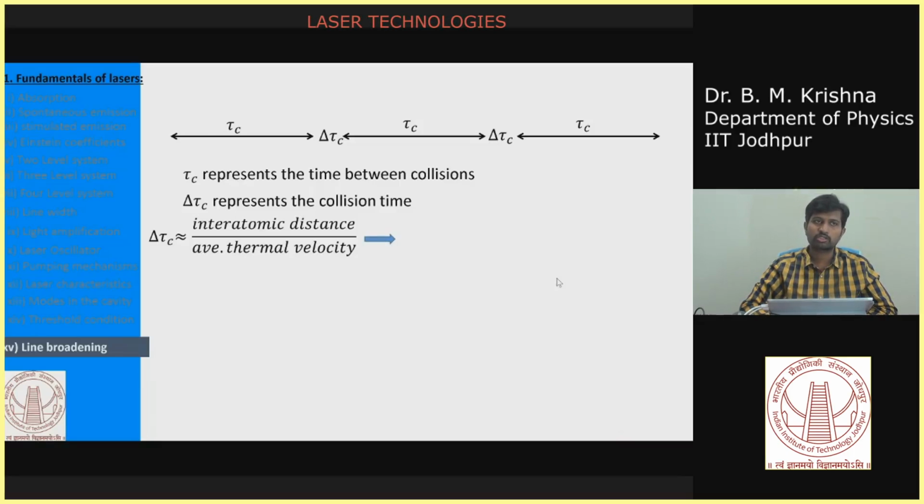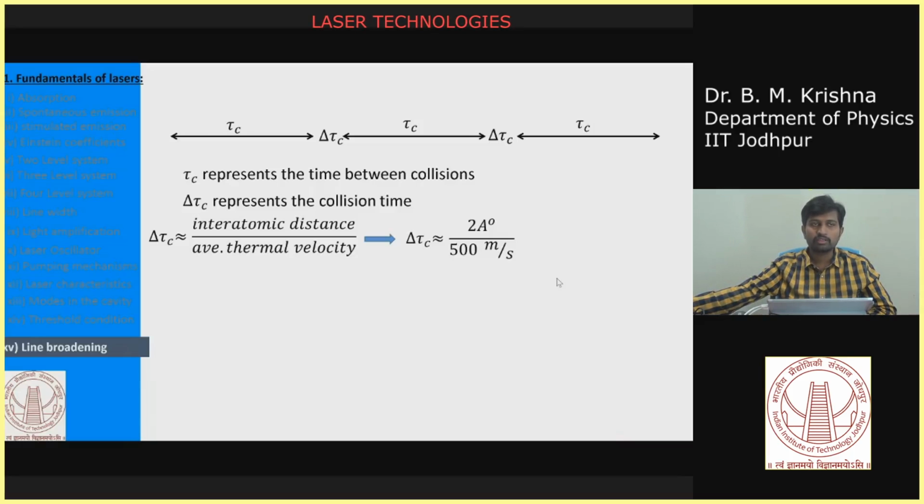As these atoms are moving, they have to acquire energy from somewhere, right? Generally, they gain the energy from thermal energy. So then they have a thermal velocity, and when they have a velocity, the atoms will move. Then they will collide with the other atoms. So now your collision time depends upon the interatomic distance as well as your thermal velocity.